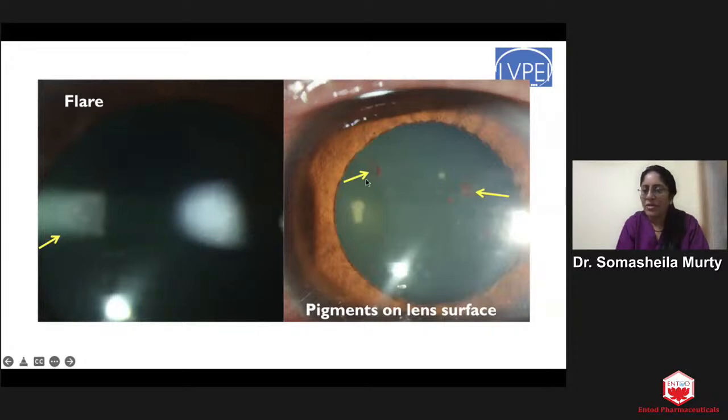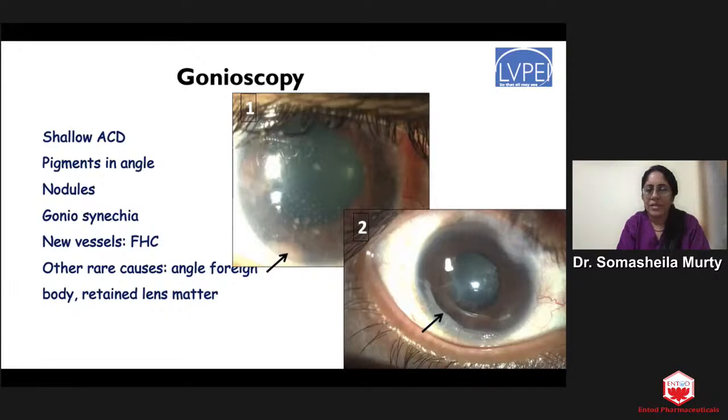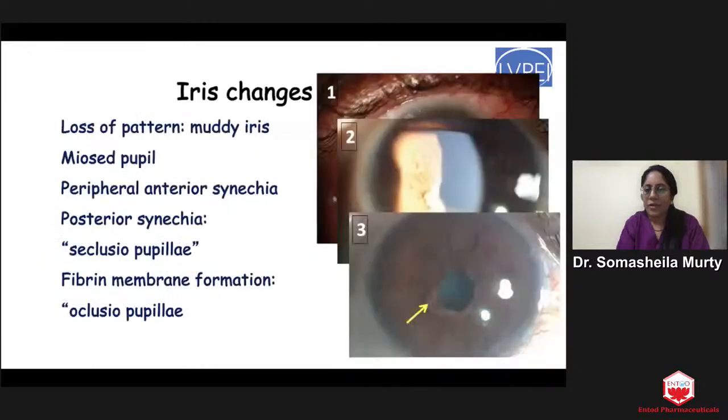You can also have pigments on the lens surface, which is also there in your case, in the case of one episode of uveitis. So I mentioned earlier, do gonioscopy, because sometimes there are these large nodules, but this is very obvious. This is a macro nodule. Sometimes you can see them. Other causes include retained lens matter, foreign bodies, etc.